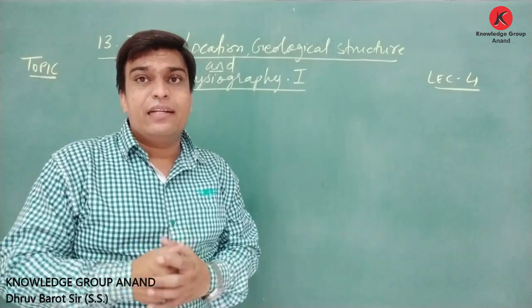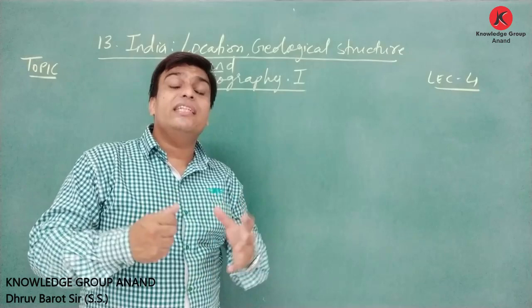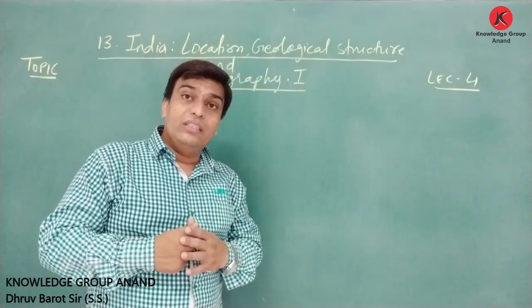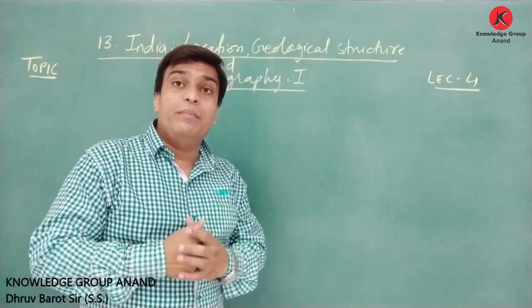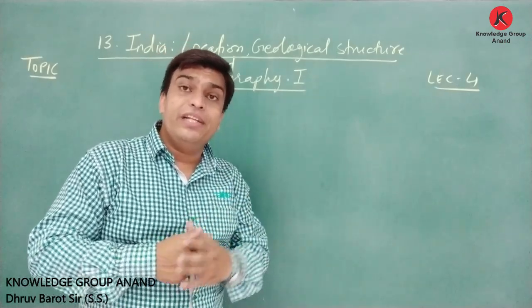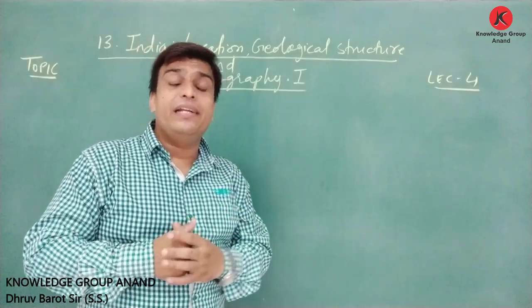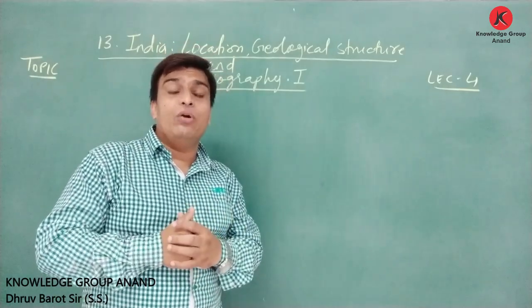We learned in the previous lecture that there are 7 such big plates: the Pacific plate, North American plate, South American plate, Eurasian plate, African plate, Indo-Australian plate and Antarctic plate. So friends, we have discussed this.